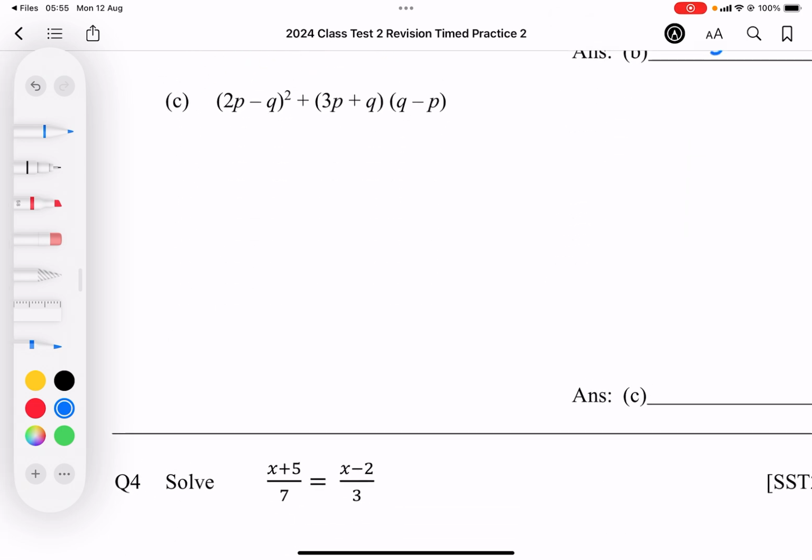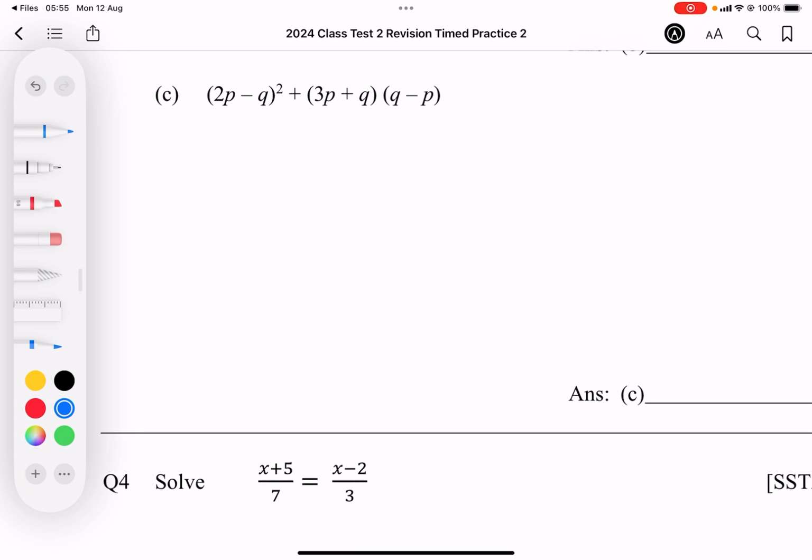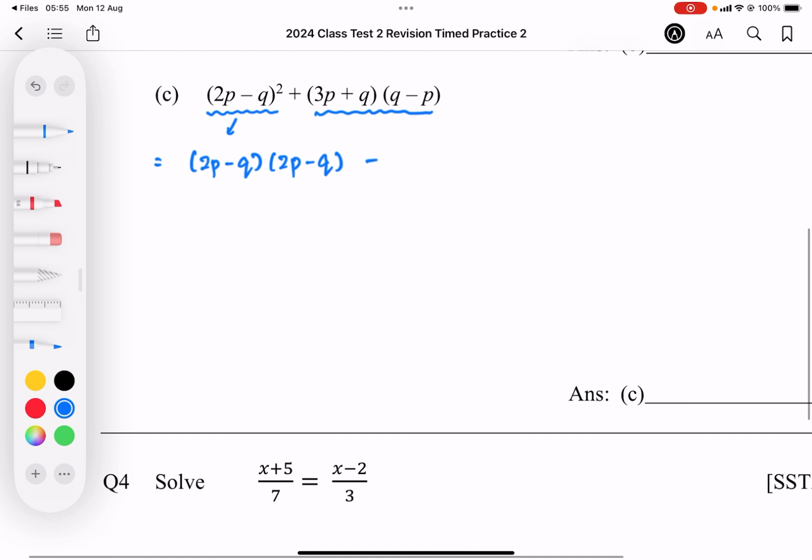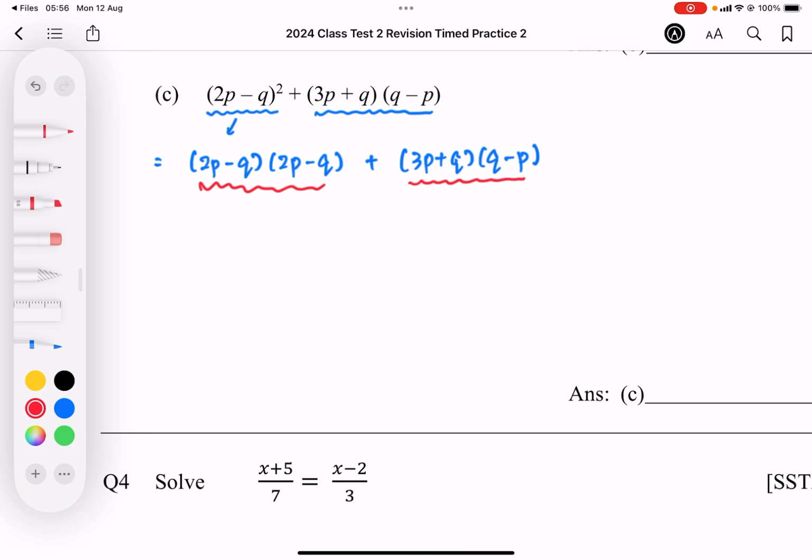Now, in the next expression here, we have (2p minus q) whole thing squared plus the product of this. First, we will rewrite this part into (2p minus q) times (2p minus q). And then the rest will follow: (3p plus q) and then (q minus p). And we are going to deal with this part and this part separately.